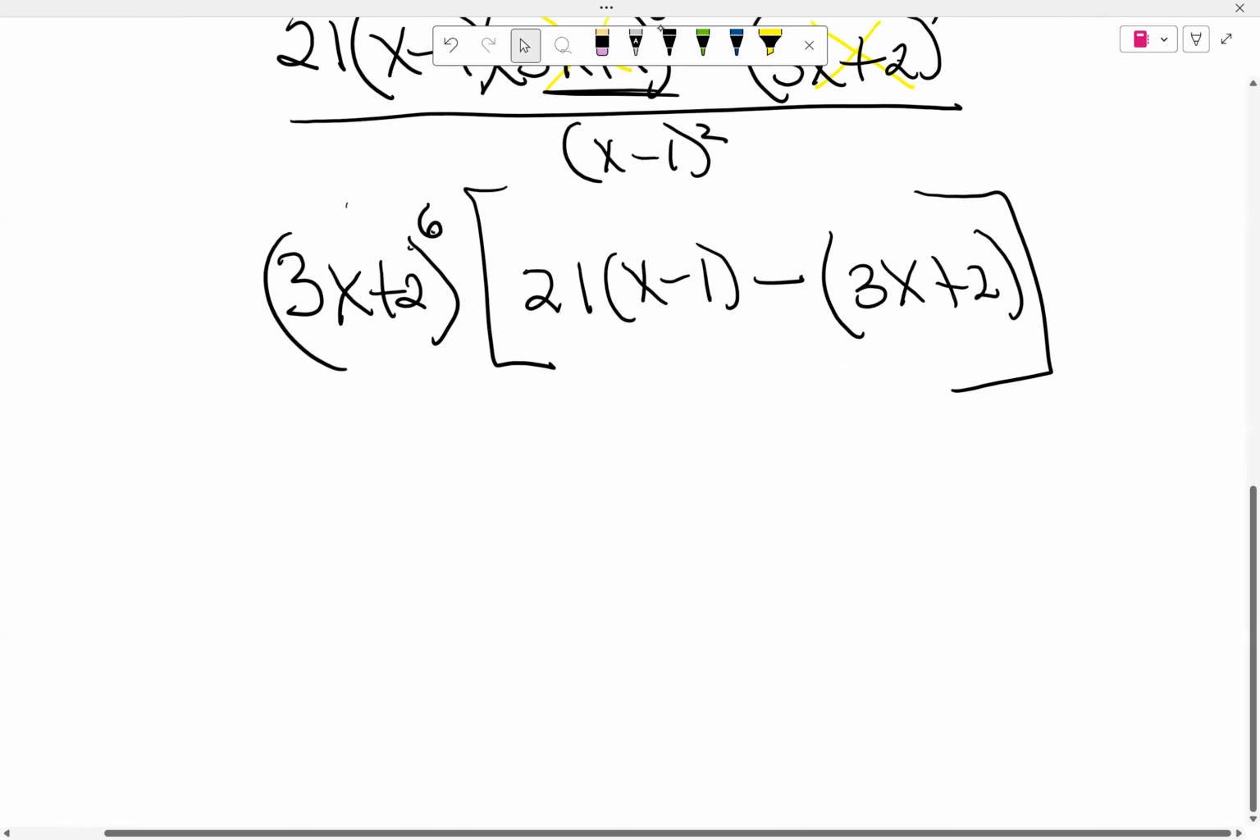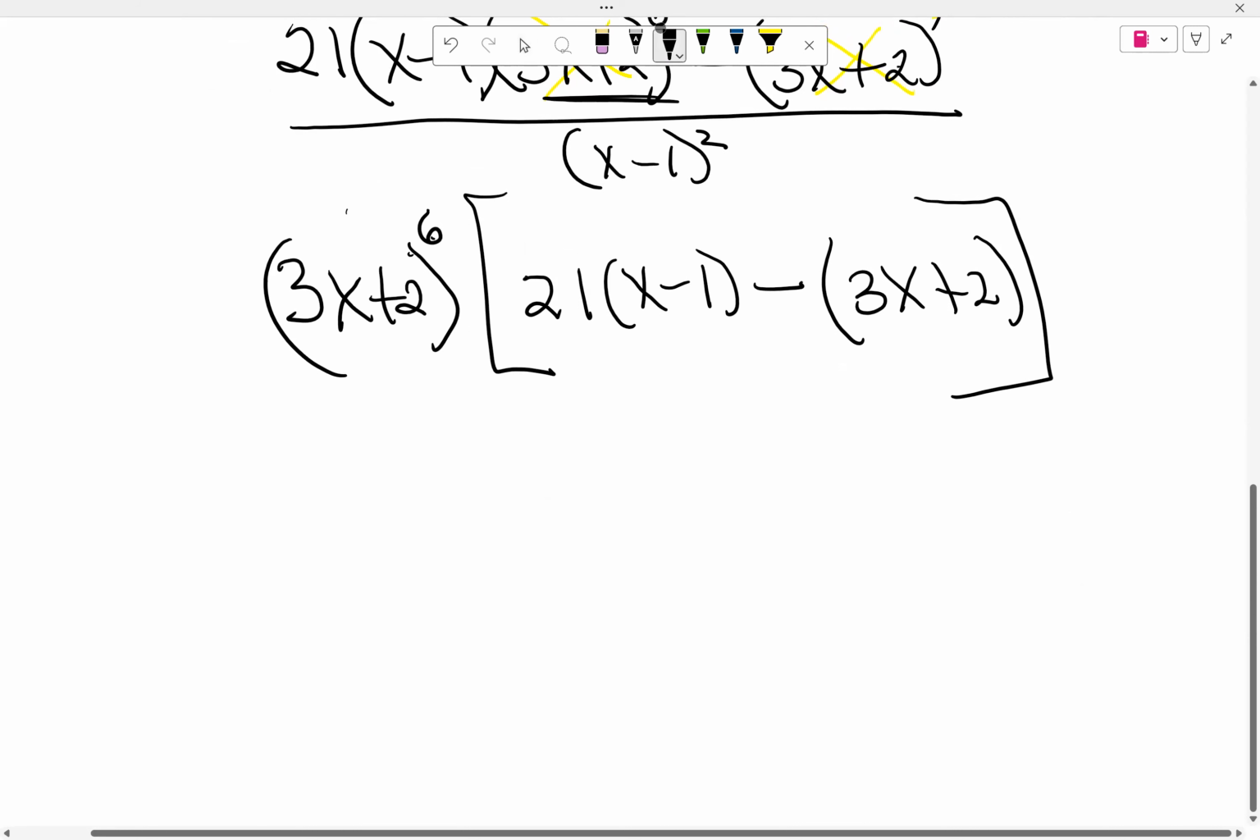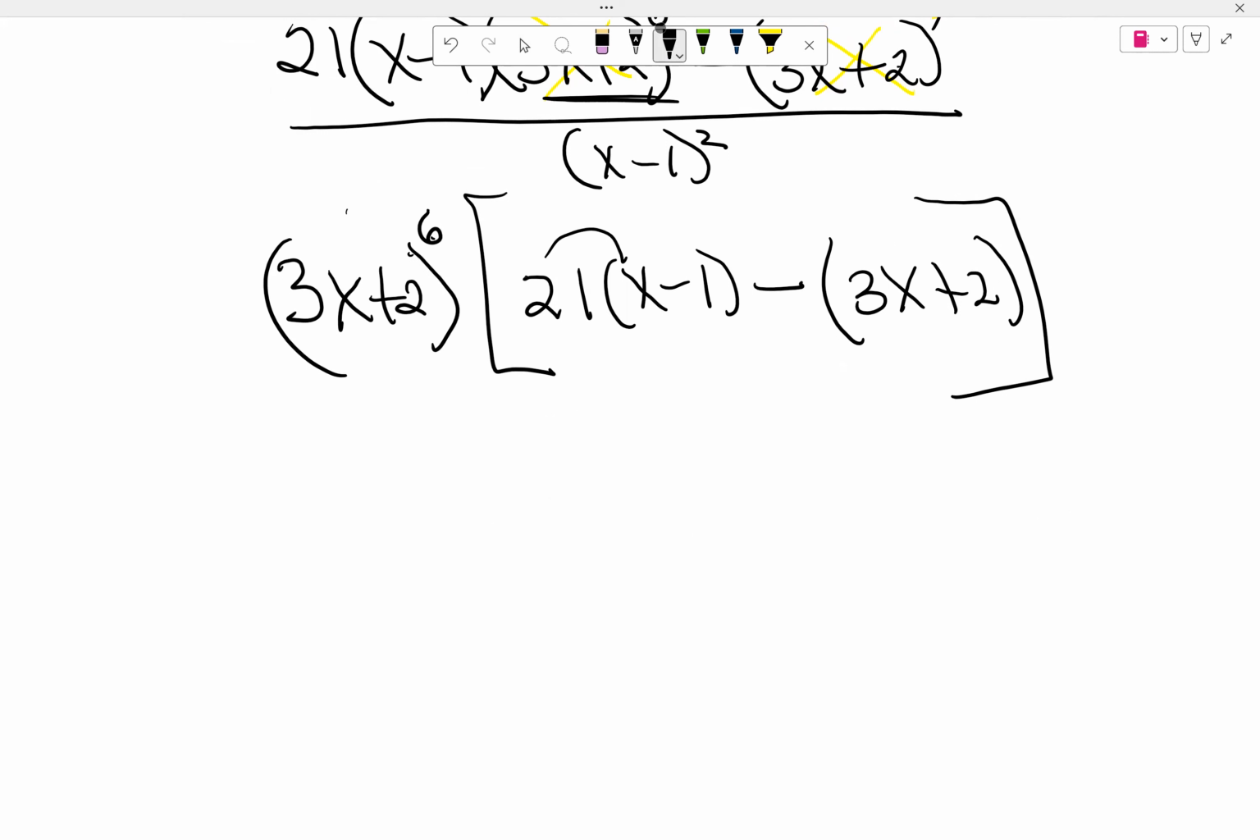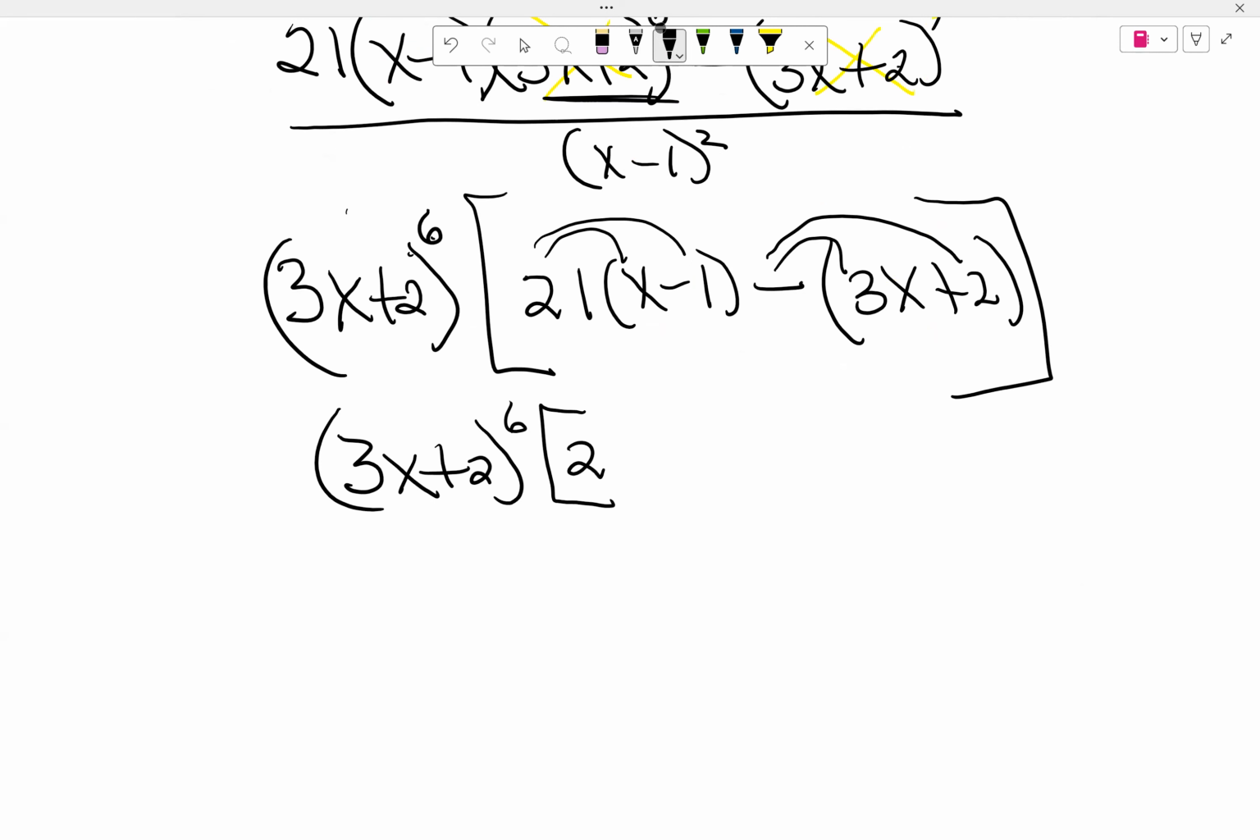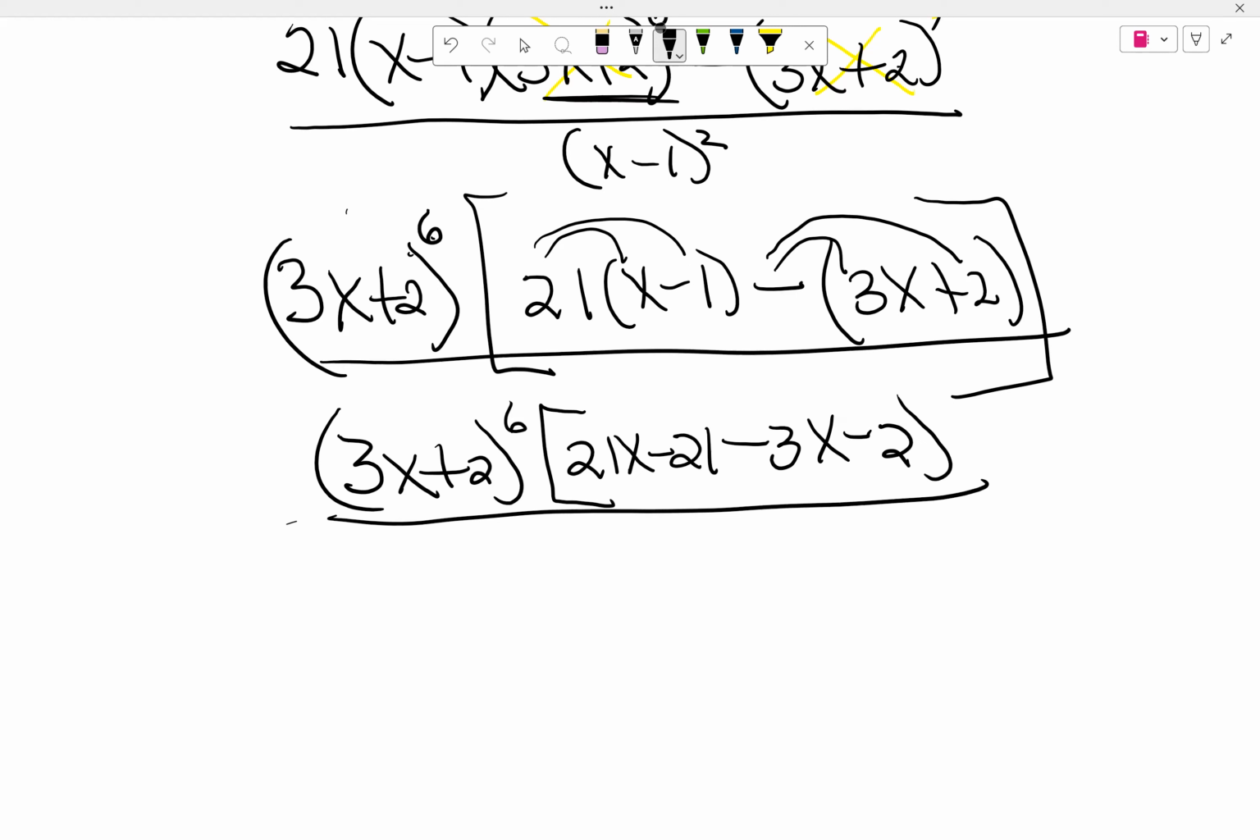Now, if I distribute the 21 and the x, so I'll multiply that there. I'll also multiply that exponent in here and in here. I end up with 3x plus 2 to the 6th times 21x minus 21 minus 3x minus 2. And yes, all of this is still over, in both cases, over the x minus 1 squared. That doesn't change. That's just the denominator sitting there.